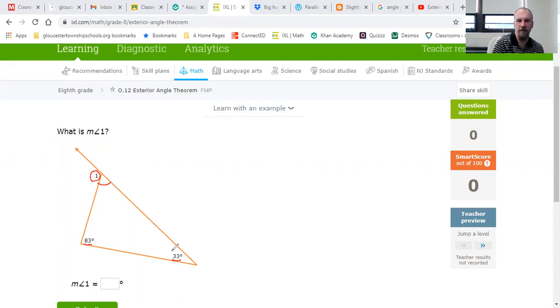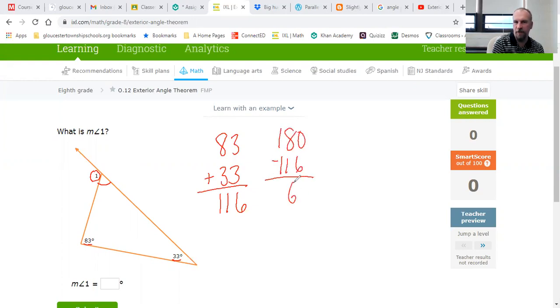So let's start by doing that. Let's start by taking the 83 and the 33 and adding them together. And that gives me 116. And since I know that the sum of the interior is 180, I can take 180 and subtract the 116, and that gives me 64. That means that this angle in here is 64 degrees.